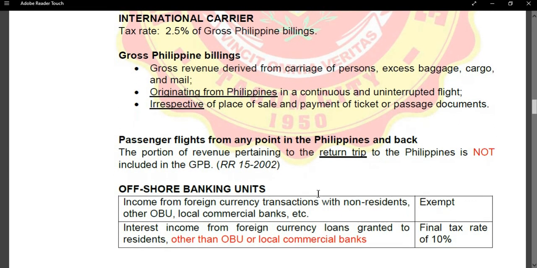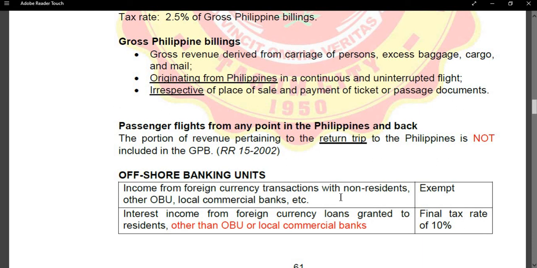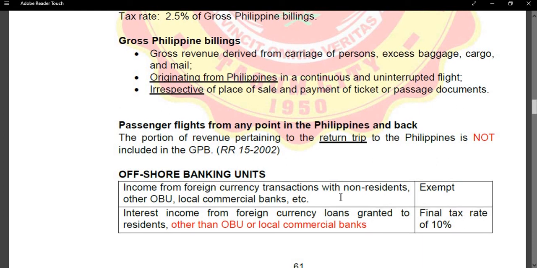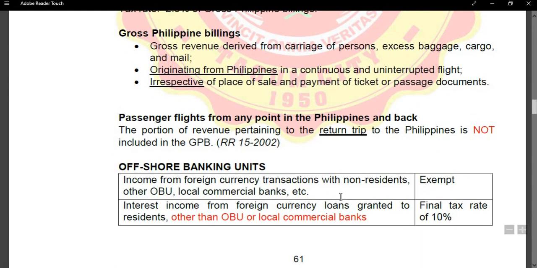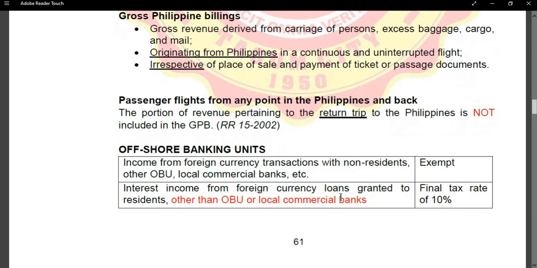Offshore banking units, income from foreign currency transactions with non-residents, other OBUs, and local commercial banks, that's exempt.